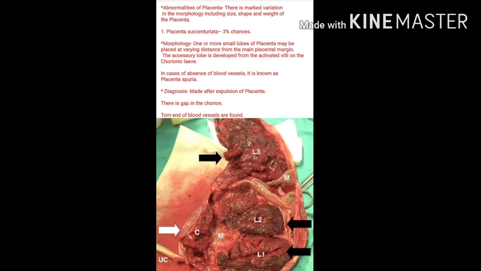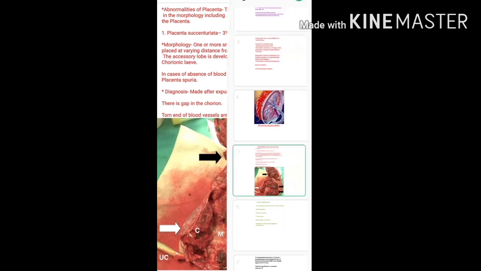Diagnosis. In clinics, how do we diagnose it? It is made after the expulsion of the placenta. There is a gap in the chorion. We can see some gap in the chorion, and the torn ends of the blood vessels are found.